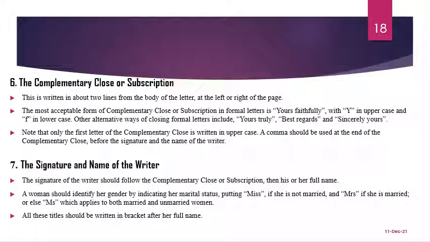A woman should identify her gender by indicating her marital status, putting Miss if she is not married or Mrs. if she is married, or else Ms., which applies to both married and unmarried, can be used. All these titles should be written in brackets after her full name.